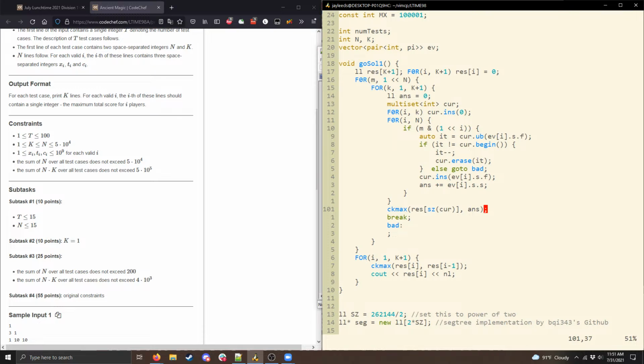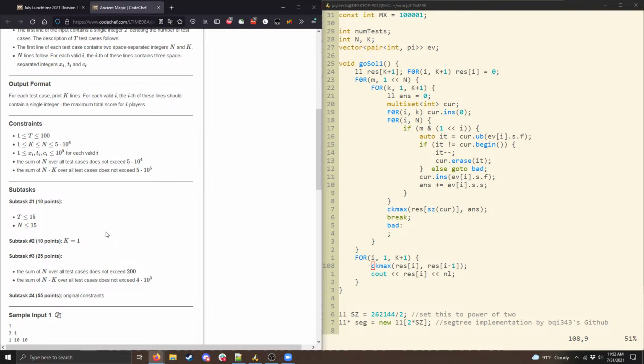Assuming that we get to this point without saying that our situation is bad, I set the result for this number of players to the maximum of its current value and our current answer. Then you'll see I set res[i] to the maximum of res[i] and res[i+1], because anything we can do with i players we can do with i minus 1. And then I output the results. And that gets AC on the first subtask for 10 points.